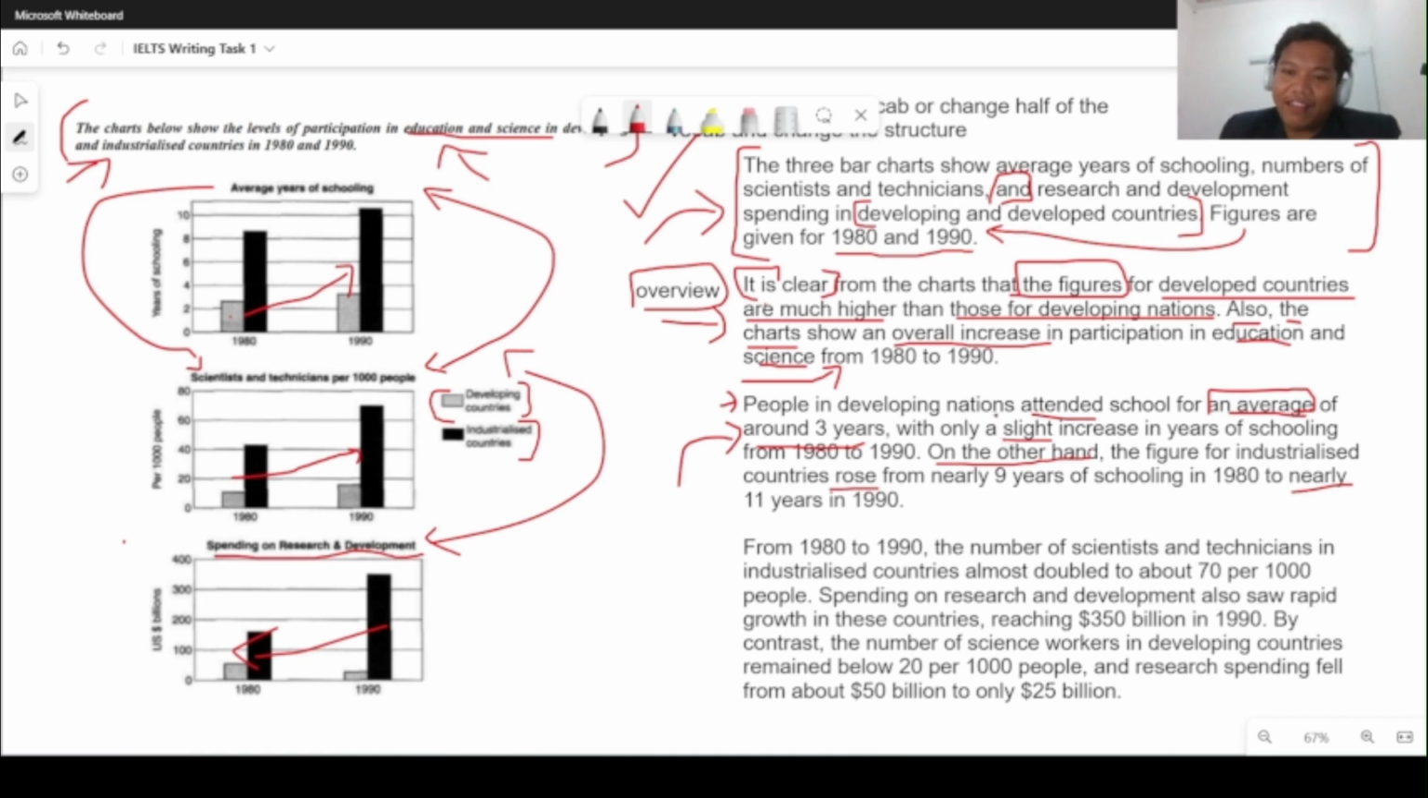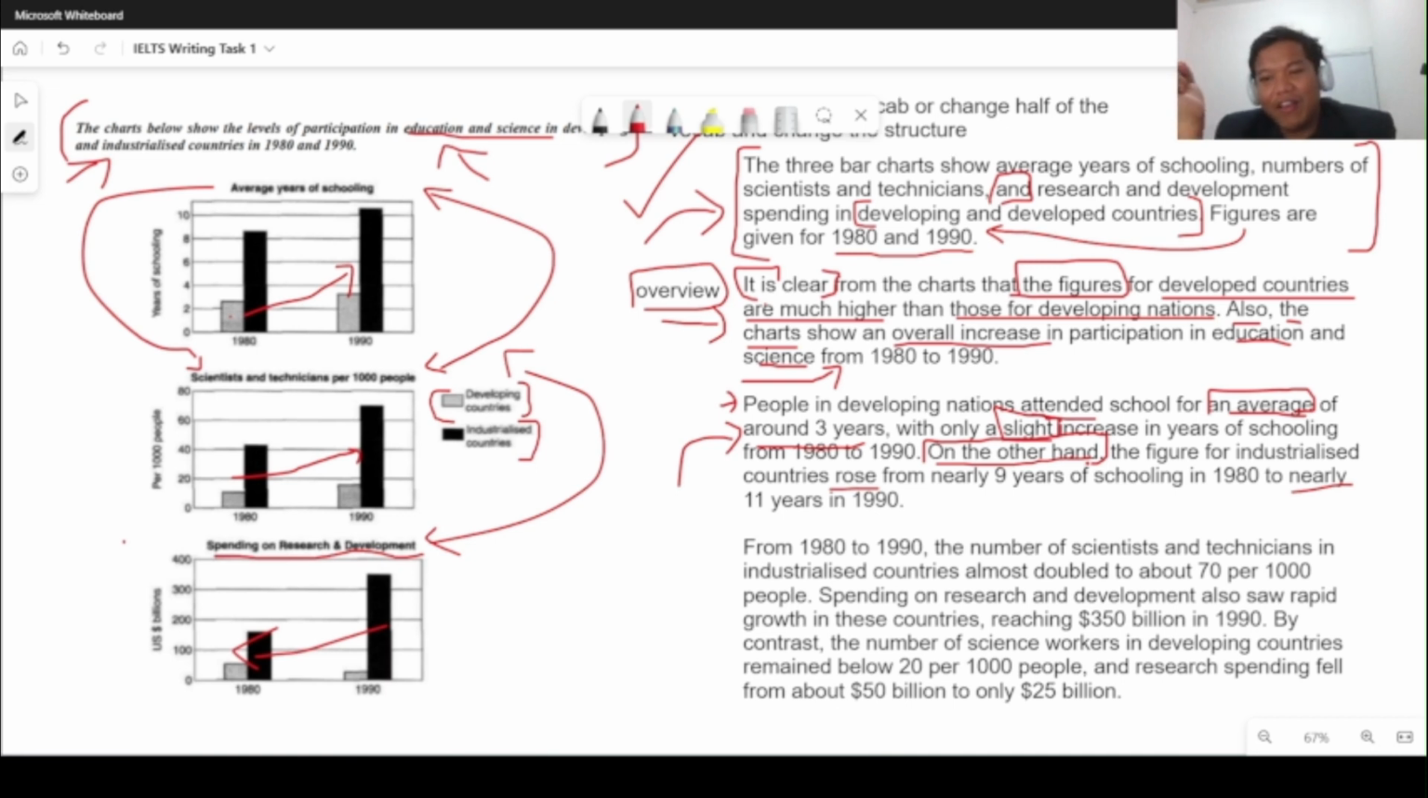And then there's "a slight increase." So this indicates just a bit of increase, and a lot of the times that's an expression you need to make as well. There are a lot of variations for that kind of expression as well, "in years of schooling from 1980 to 1990. On the other hand," this is a contradictory, transitional phrase. So on the other hand, however, but, right, etc. That's something that you also need to memorize because that shows comparison, right? Because one of the tasks in IELTS writing task one is to make comparison where necessary. One of the ways to do that is to use the contradictory conjunctions.